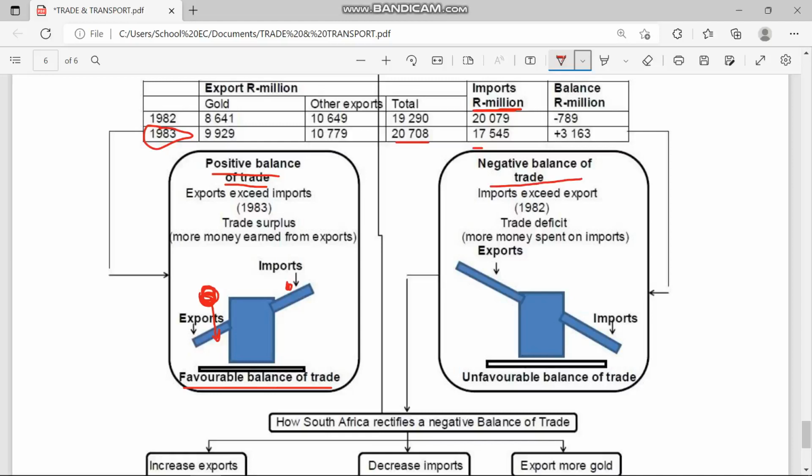So we're buying goods from other countries, forgetting our own economy. That threatens our own economy, because we're buying more goods from other countries and exporting less. So imports exceed exports in 1982, as you can see there. That is a trade deficit. More money is spent on imports. As you can see, fewer exports and more imports. That is an unfavorable balance of trade.